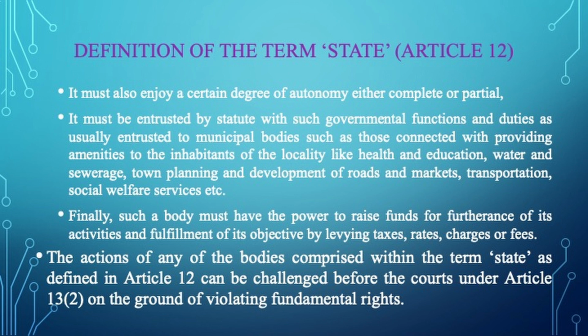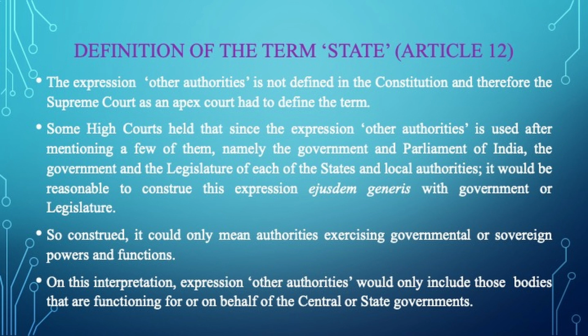The actions of any of the bodies comprised within the term state, as defined in Article 12, can be challenged before the courts under Article 13(2) on the ground of violating fundamental rights. The most significant expression used in Article 12 is other authorities. The expression is not defined in the Constitution, and therefore the Supreme Court, as an apex court, had to define the term. The wider the meaning attributed to the term, the wider will be the coverage of the fundamental rights. That is, more and more bodies can be brought within the discipline of fundamental rights. Now, what are these other authorities?